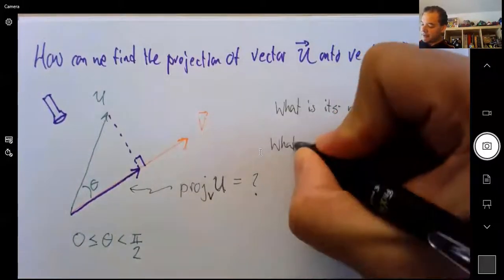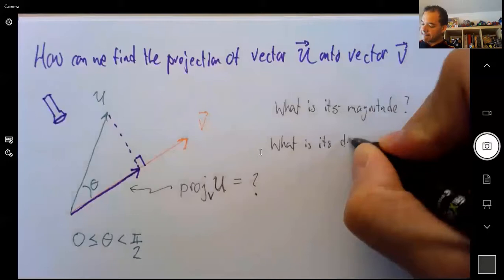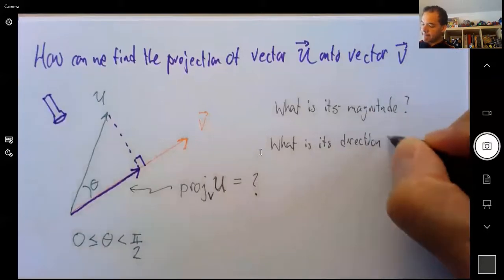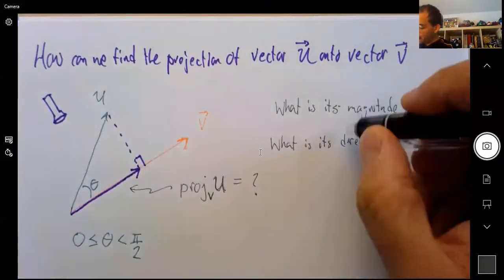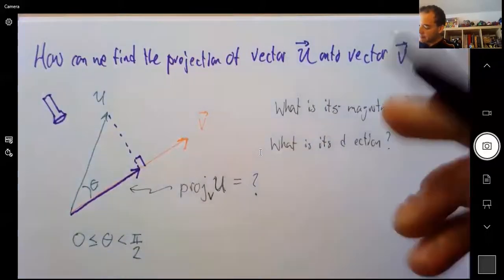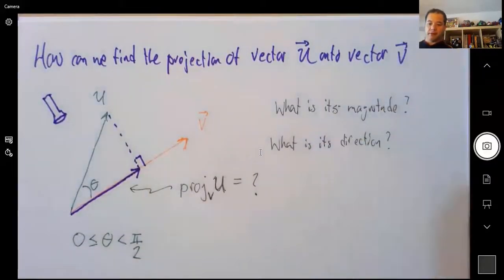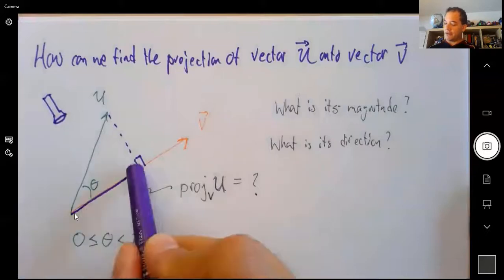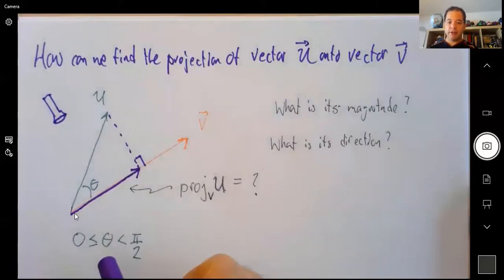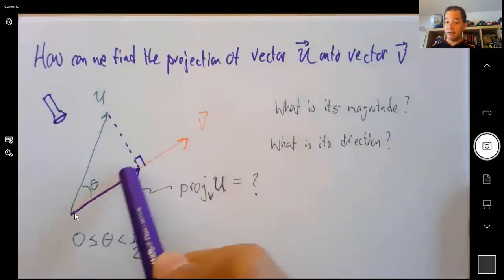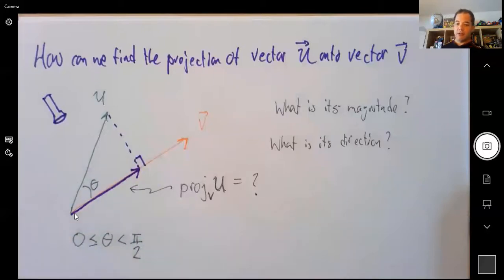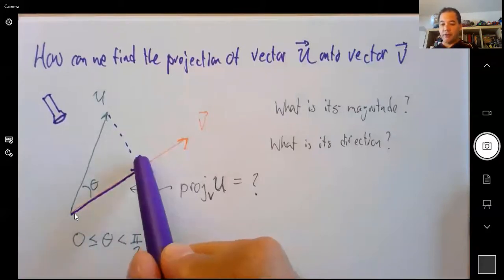And what is its direction? Now, the direction question, that's the easiest, right? What is the direction of this projection vector? The direction of... say it again.